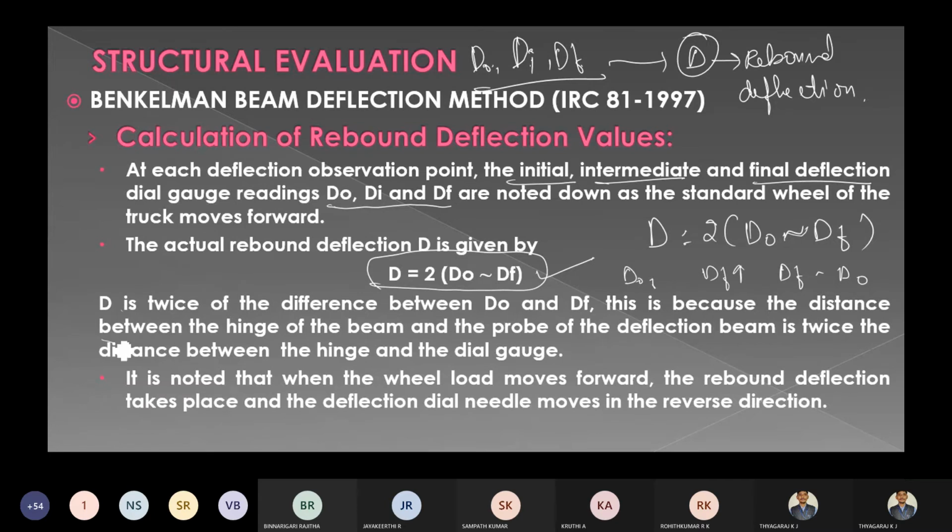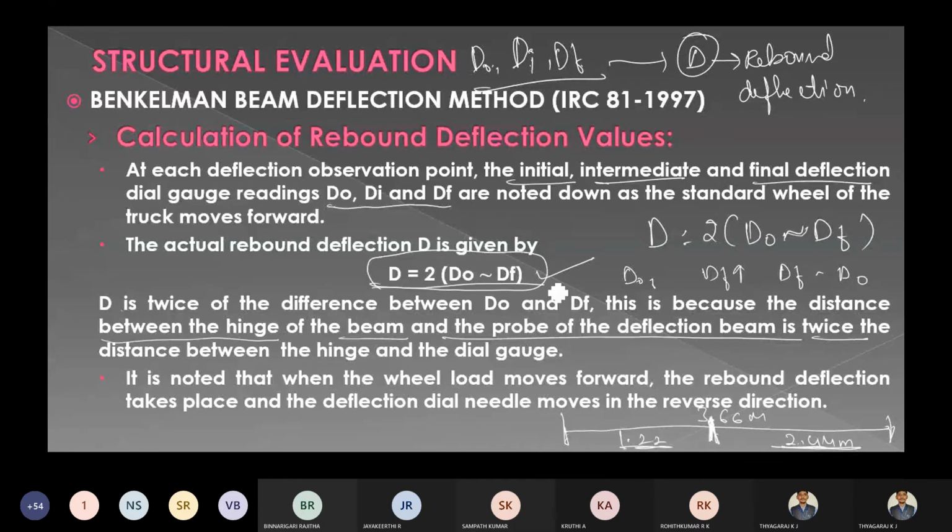This is because the distance between the hinge of the beam and the probe of the deflection beam is twice. As we have seen, the beam is 3.66 meter. In that, this is 1.22 meter and this is 2.44 meter. This is the probe end and this is the hinge. From the dial gauge to hinge it is 1.22 meter and from the hinge to probe end it is 2.44. You can observe here 2.44 is twice of this 1.22.